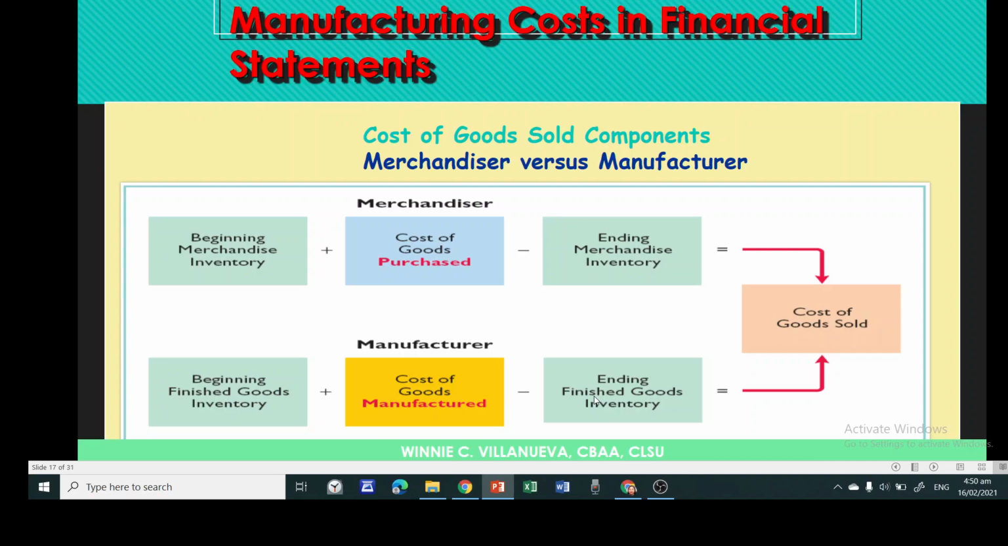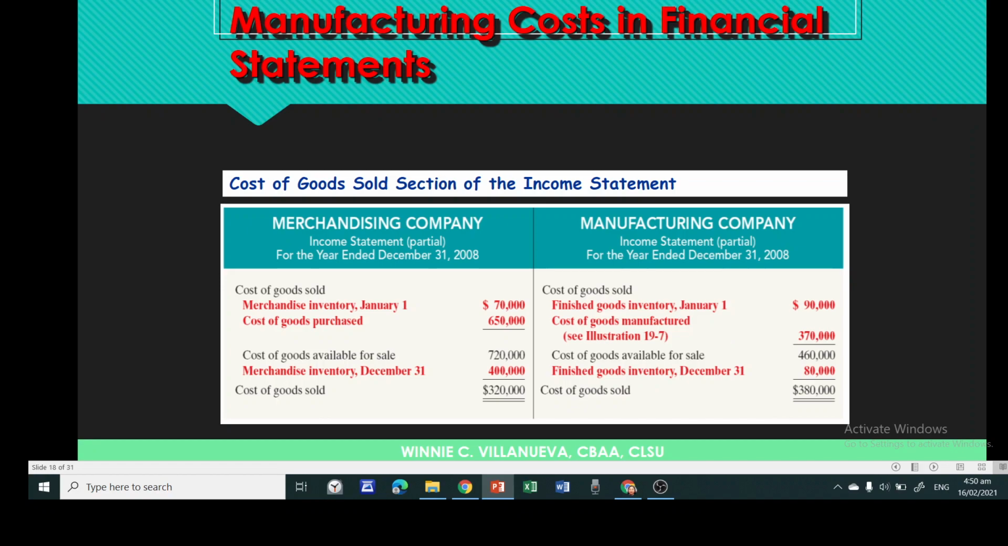Okay, with regards to cost of goods sold, this is how it should be shown, diba? Your cost of goods sold: beginning inventory, net purchases, or cost of goods available for sale. Then ito natira, so magkakaroon ka ng cost of goods sold. Then we have finished goods, cost of goods manufactured, and then yan pa din, cost of goods available for sale.